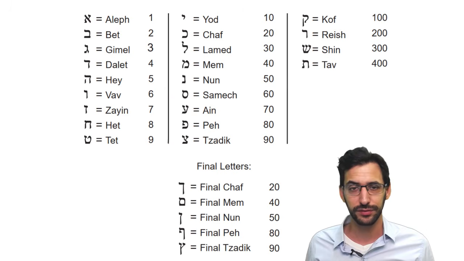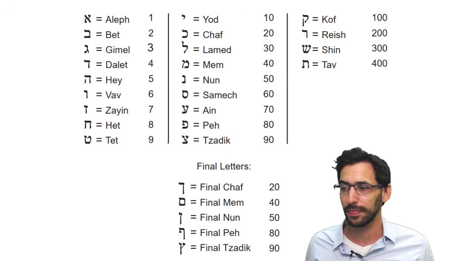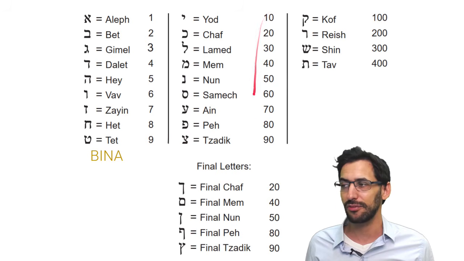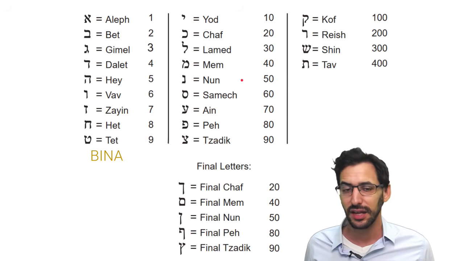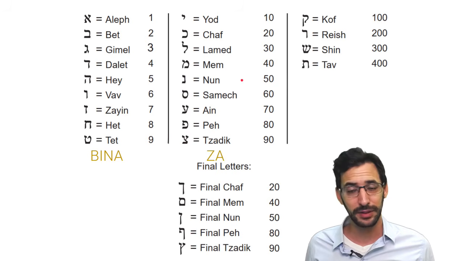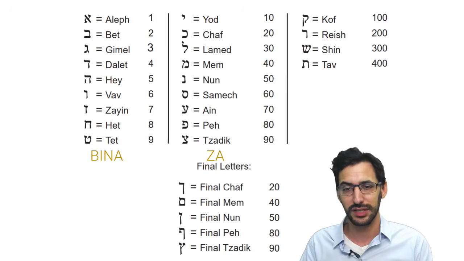The first section, aleph to tet, meaning the first 9 letters, represent the ones, and they represent Bina. Then you have yod, kaf, lamed, mem, nun, samech, ayin, pei, tzadik. They represent the area of tens, and they represent Zeir Anpin, which represents a small partzuf.